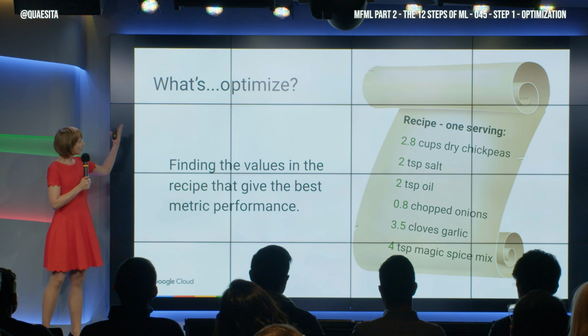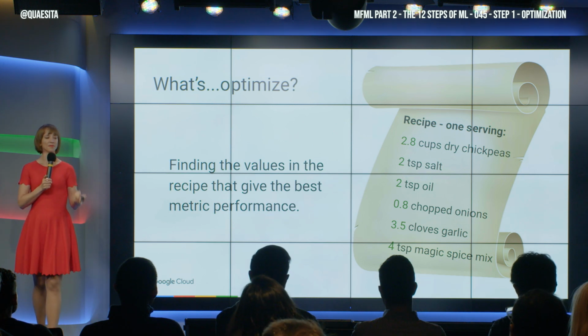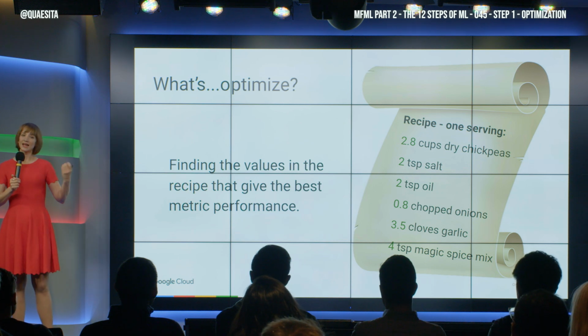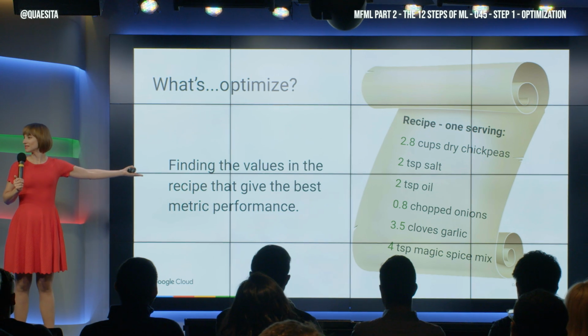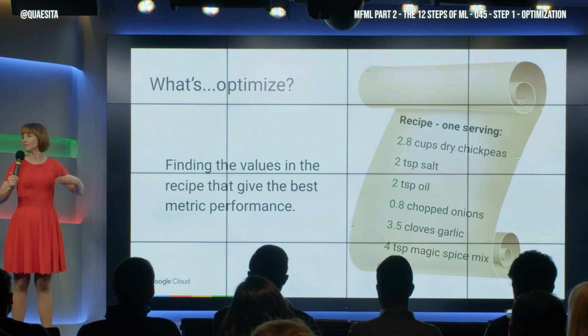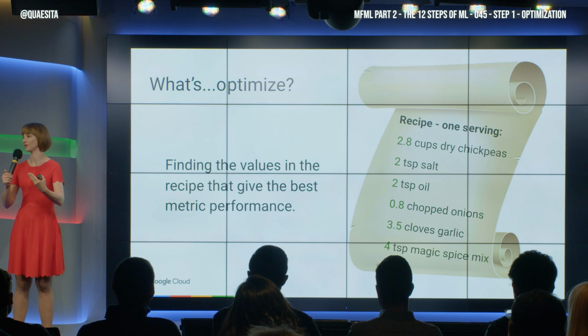So optimization boils down to finding values in the recipe that give our best metric performance. And ideally, we would be working with the metric that the business decision maker cares about, but beggars can't be choosers. We don't feel like reinventing the wheel and rebuilding an algorithm from scratch. So we're going to take an existing one when no one asked us what metric we wanted to work with. And so we will then be optimizing some other function.